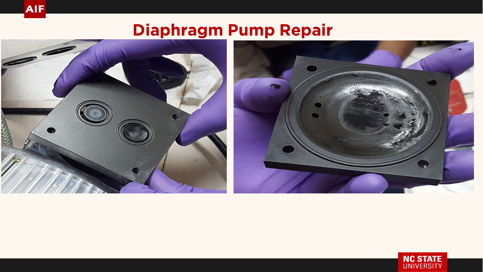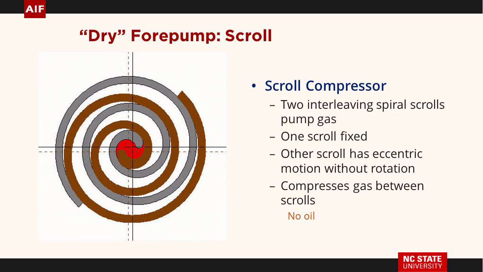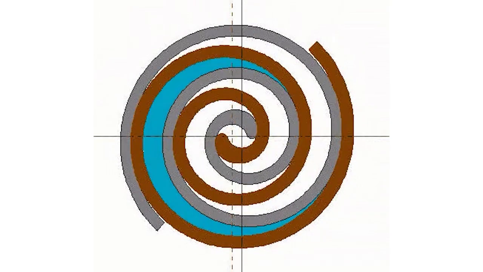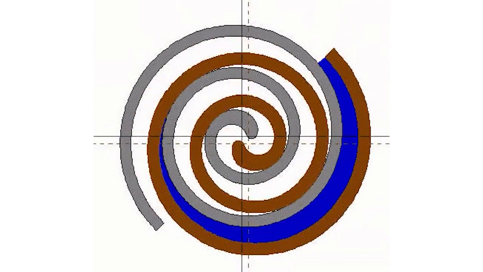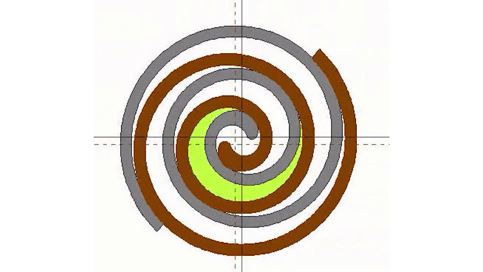So here are the valves, and there are the connections from the valves. Now we'll go to the scroll pump. Scroll pump's really pretty neat. So here's your gas coming in. And it just gets squeezed, and then it goes out there.